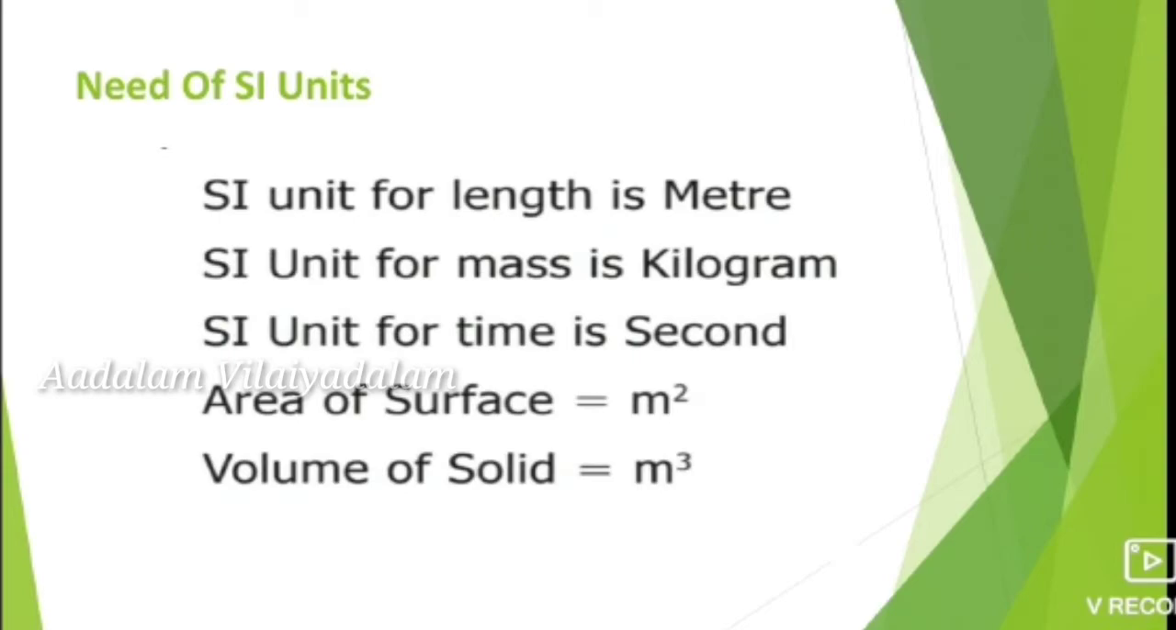Next we will learn about the need of SI units, that is the International System of Units. A common set of units to express measurements is known as the International System of Units, or SI units. The SI unit for length is meter, the SI unit for mass is kilogram, and the SI unit for time is second. The area of a surface is expressed as meter squared, and the volume of a solid is expressed as meter cube.